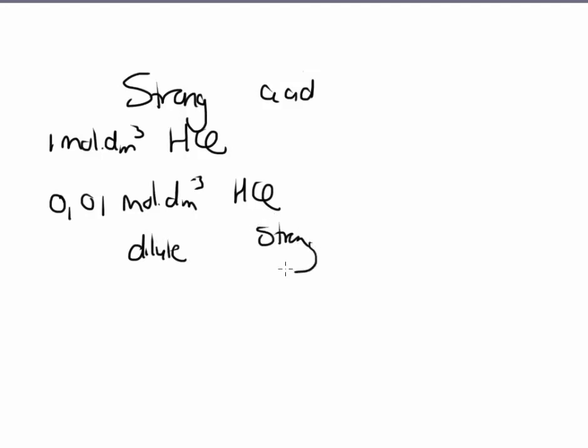So an acid or base doesn't become strong or weak based on concentration. You can have a very concentrated acid that is a weak acid. You can have a very dilute acid that is still a strong acid. Why? Because strength depends on how many ions will form when we add it to water. That's the only thing that determines its strength.